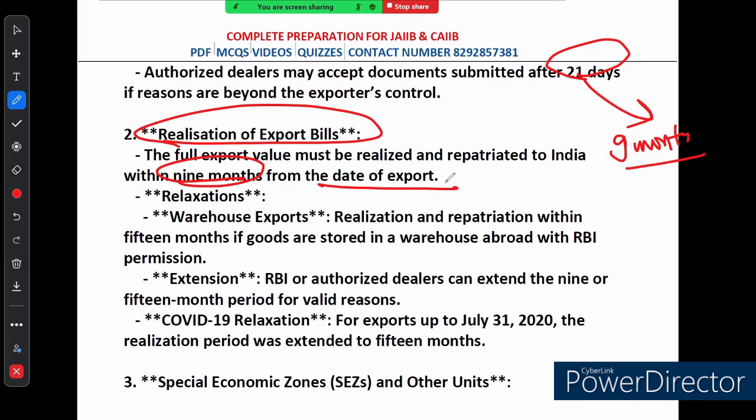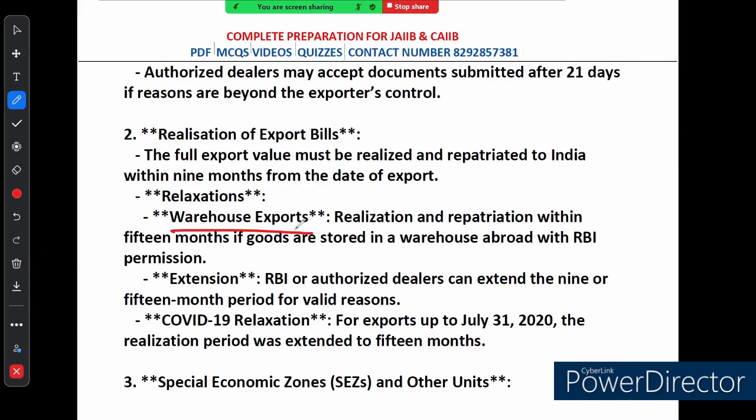But there are some relaxations, there are some exceptions. Suppose your goods are stored in a warehouse abroad, you will get more time, up to 15 months to get paid, but you will need RBI permission for this. And the second thing is also, if there is a valid reason for the delay, the RBI or your bank can give you an extension. Let me give you an example to make it more clear.